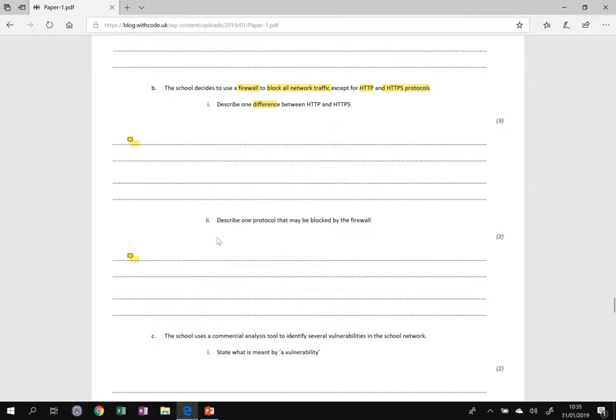Okay, so the second part of this question, we need to describe one other protocol. Remember, this is describe, not state. State means you just write it down for 1 mark. Describe means you need to write it down and say what it does.